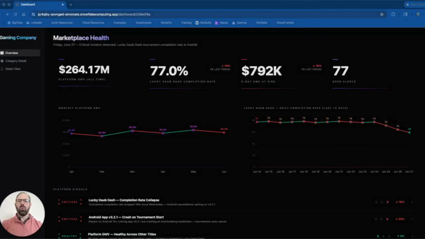It's late morning. One of your top games sees a drop in completion rate. Players are entering tournaments but not finishing them. Cancellations are climbing and revenue is starting to leak. No one has flagged it yet, but the signals are all there.